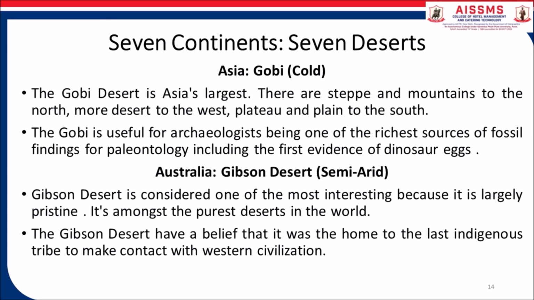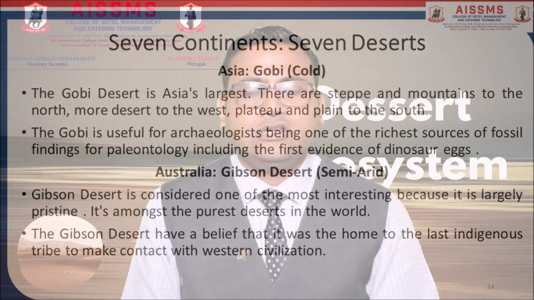Next, we go to Australia, in which a semi-arid desert is known as the Gibson Desert. Gibson Desert is considered one of the most interesting because it is largely pristine. It's among the purest deserts in the world. Several other notable facts about the Gibson Desert include the belief that it was home to the last indigenous tribe to make contact with Western civilization.